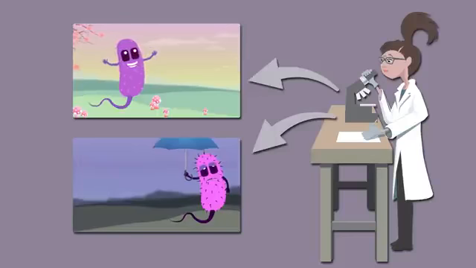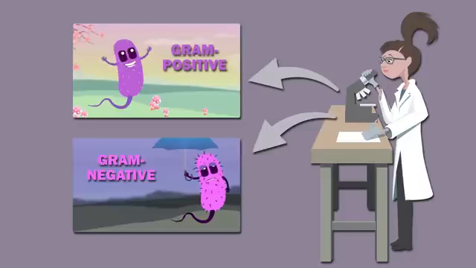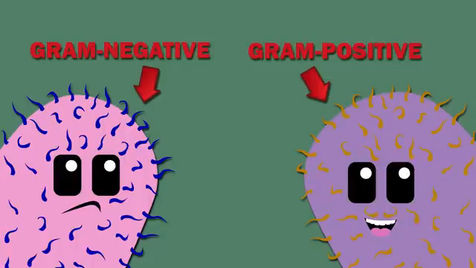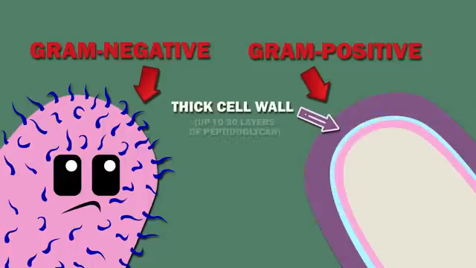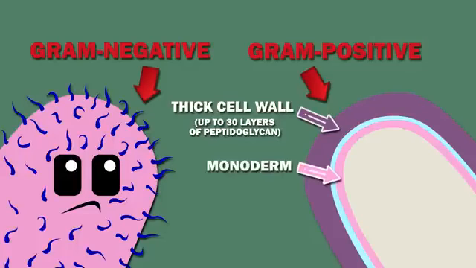Bacteria can be classified based on their reaction to the Gram stain, which identifies them as gram-positive or gram-negative, based on the chemical and physical properties of their cell walls. Gram-positive bacteria have a thick cell wall, which consists of up to around 30 layers of peptidoglycan. This cell wall surrounds a monoderm, which is a single plasma membrane.